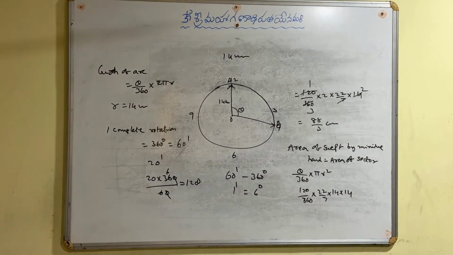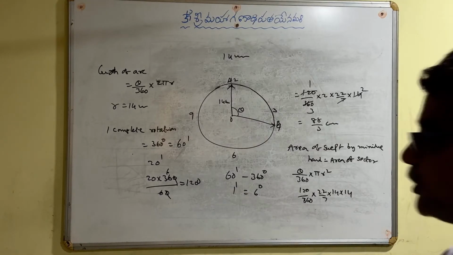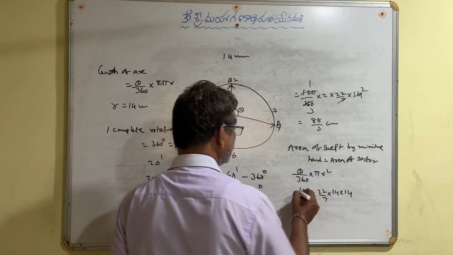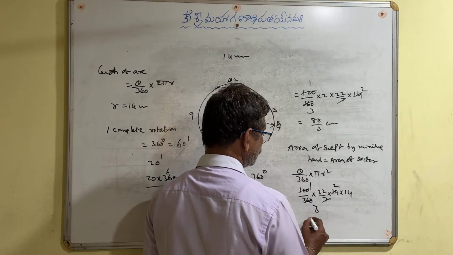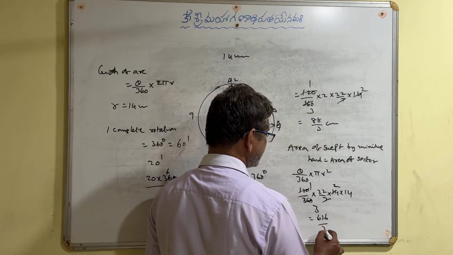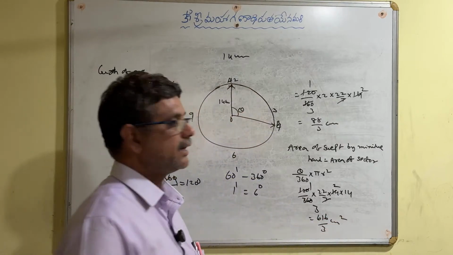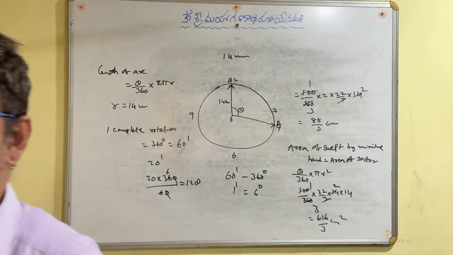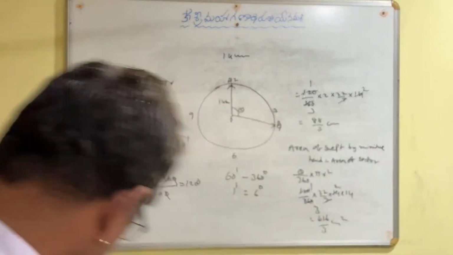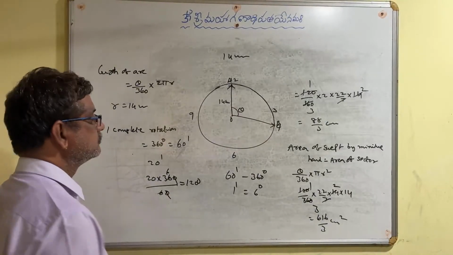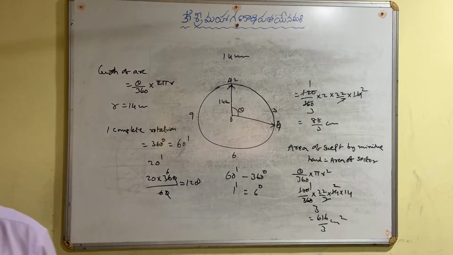Okay na? How much? 616 by 3 eh? Sure? Ones, threes, twos. So total 616 by 3 centimeter square. Okay na?